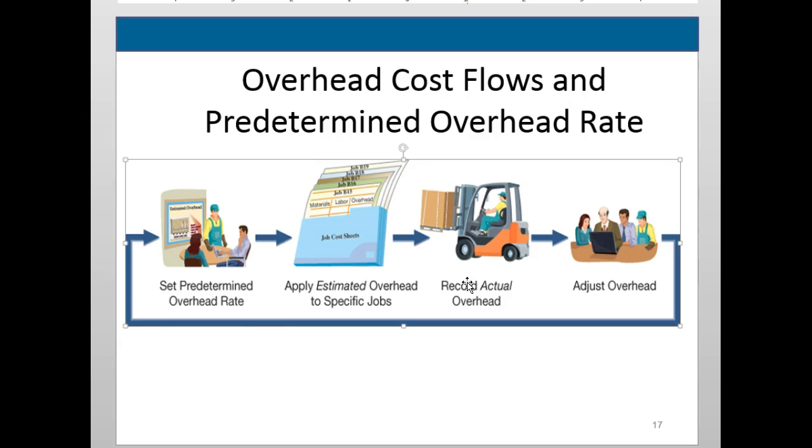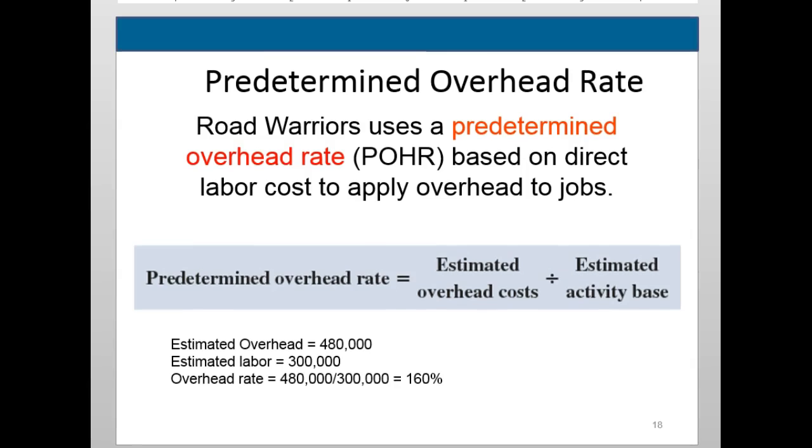And at the end of the year, or maybe in the middle of the year, we'll adjust the overhead into cost of goods sold, just to make sure things are being applied correctly. And I know that's very confusing, so let's look at this.